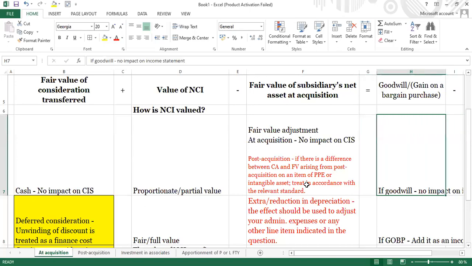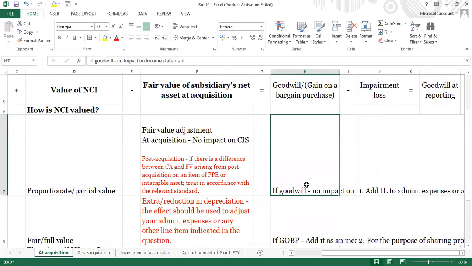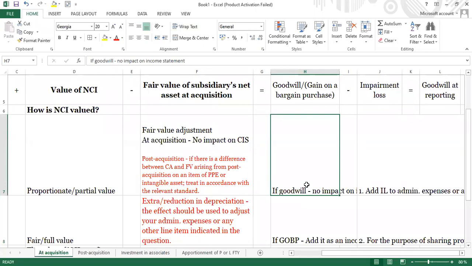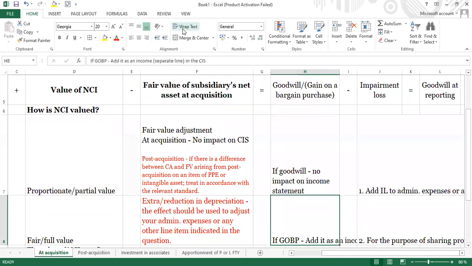So the next ingredient is gain on a bargain purchase or goodwill. I think somebody asked that question, and the answer is not far-fetched. Once it is goodwill, goodwill as a figure is an asset. So because it's an asset, that amount will not affect the income statement. But a gain on a bargain purchase is supposed to be added as an income in the consolidated income statement. It should be a separate line, most times, or preferably.